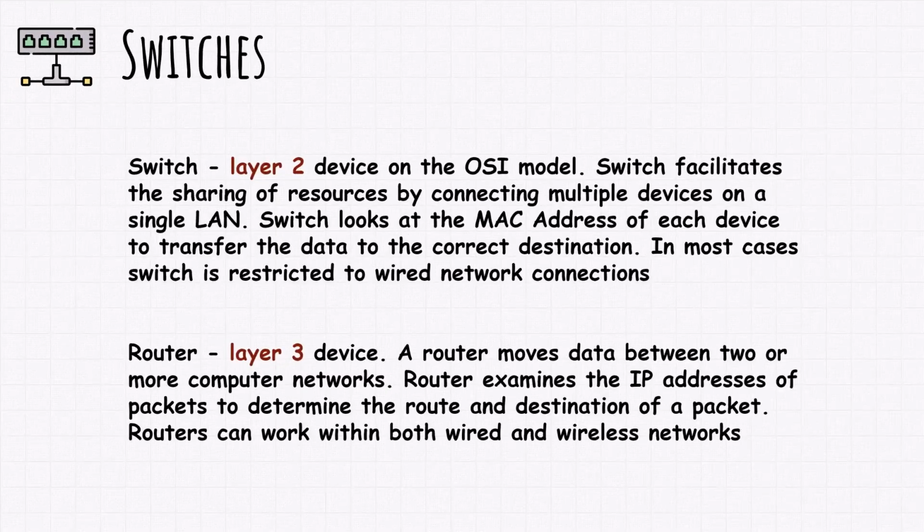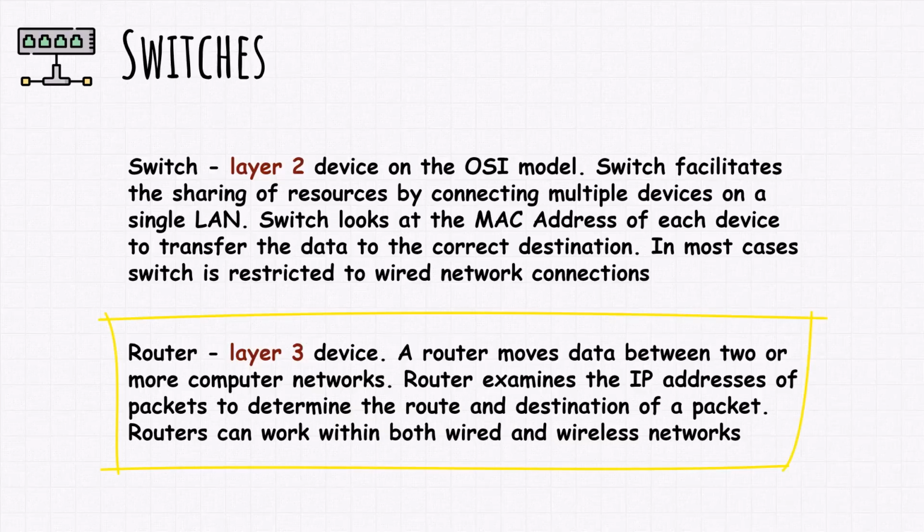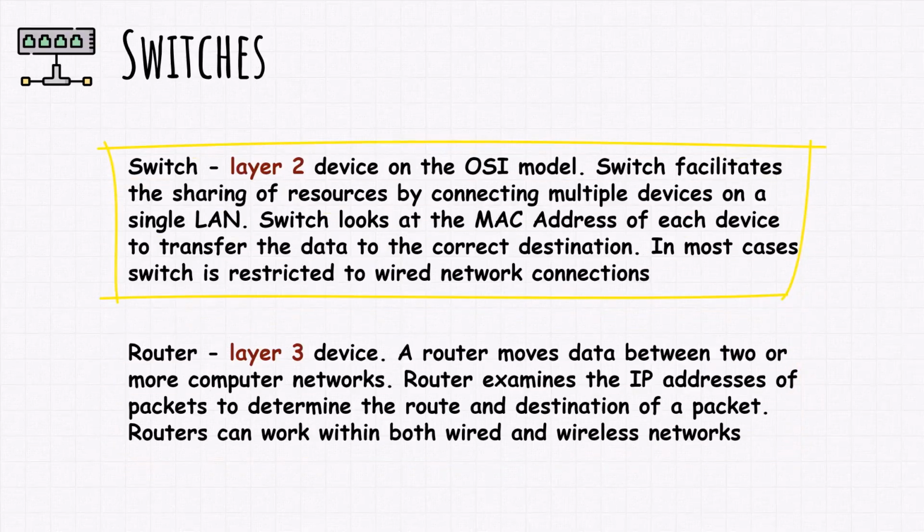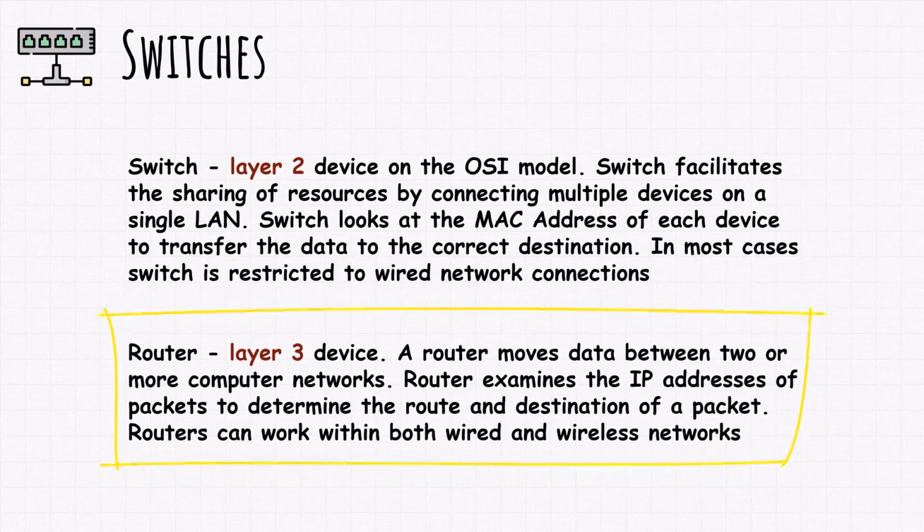Now, network switches can be easily confused with routers. However, they have different functions and operate on separate layers. These differences include things like, for example, a network switch is a layer 2 device on the OSI model, and a router is primarily a layer 3 device. A router moves data between 2 or more computer networks, while a switch facilitates the sharing of resources by connecting multiple devices on a single LAN.